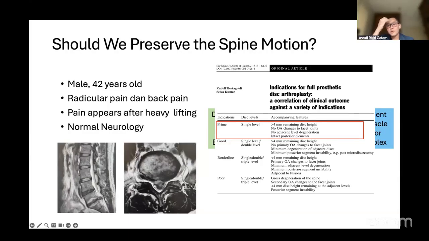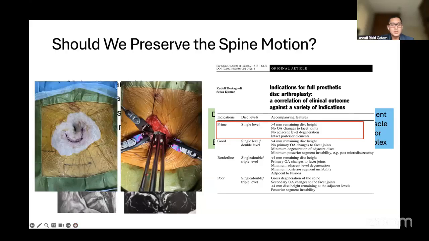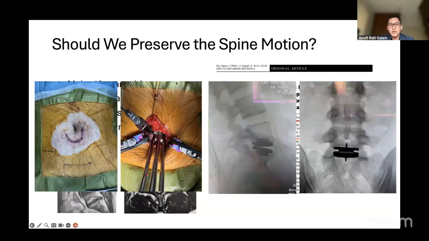indication for lumbar disc arthroplasty, since this is a single level. We have quite some remaining disc height. We can see here there is no facet joint osteoarthritis, and the posterior elements are intact. So in the end, I did this from the anterior approach and put the disc replacement in.